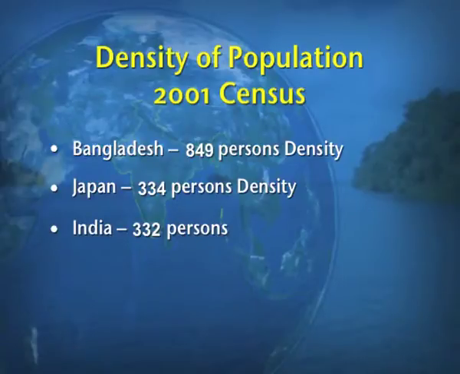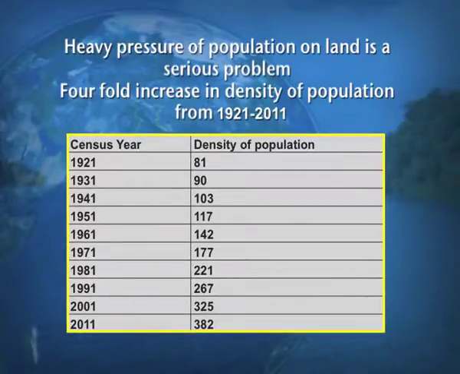But now, after 10 years, the population density of India has risen up, and where India stood on the third position, now India is second in the world, followed by Bangladesh, because India is now experiencing 382 persons density. Now, look up the screens, children, and you can see the 4 times increase in the density of population. 4 times means the 4-fold increase in the density of population.